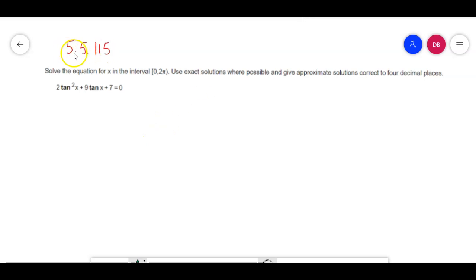Hey Trig class, let's look at this problem from 5.5. So we got a quadratic in form trigonometric equation. What do we mean by quadratic in form? Remember, quadratic equations that you studied in an algebra class look like that. That's a quadratic equation.